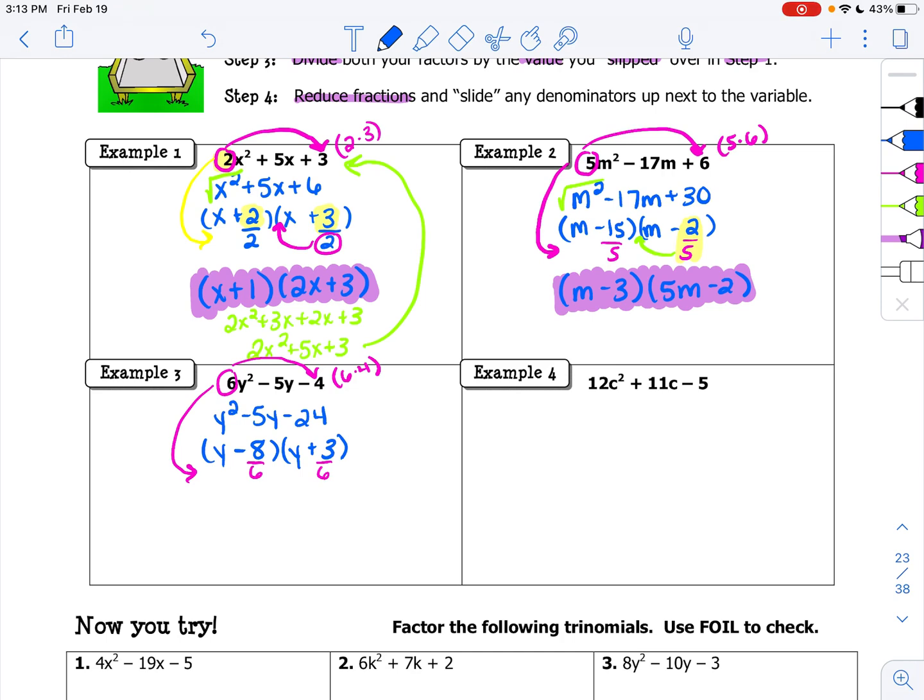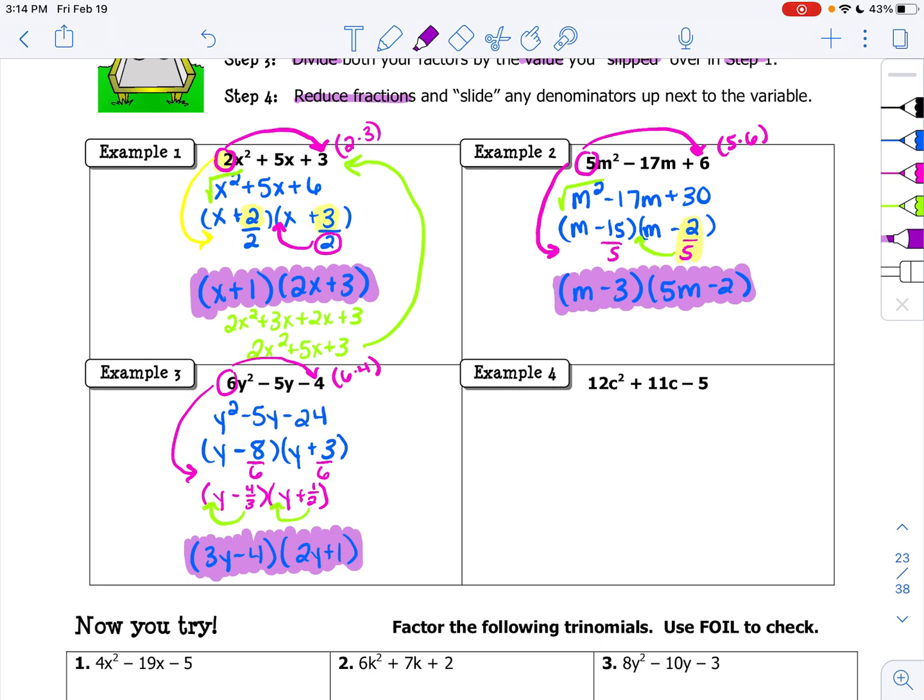8 divided by 6 can simplify. It won't divide evenly, but it will simplify. So that'll simplify to y minus 4 over 3, and then y plus 1 over 2. So I still have those fractions, so I still want to bump that denominator for both of them in front of my variable. That would give us a final answer of 3y minus 4 times 2y plus 1. And again, you can FOIL this to double check your answer, and I highly recommend that you FOIL on all of these that you have to use the slip and slide method for.